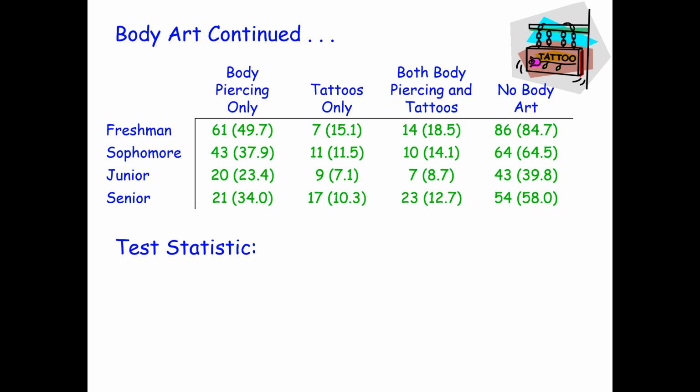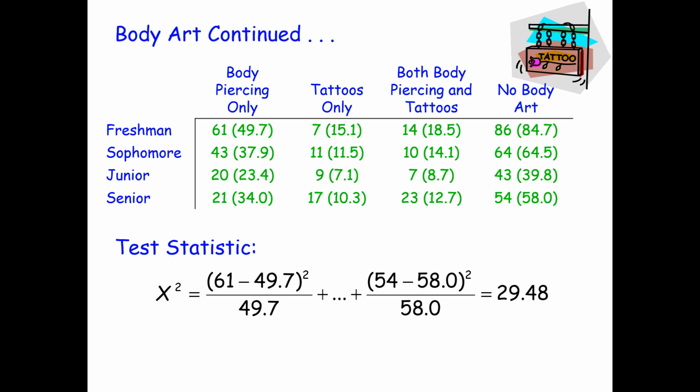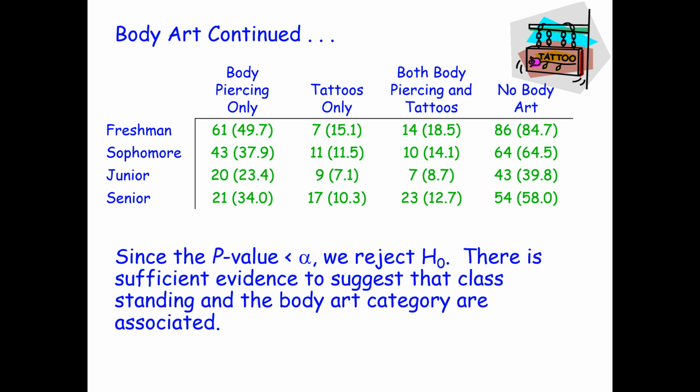So to calculate our chi-squared, we're going to take our observed minus our expected, quantity squared, divided by our expected. We're going to do that for each piece, and then we're going to add all those up. And so we're going to get 29.48. That's going to give us a p-value of 0.001, which is less than our alpha. So since the p-value is less than alpha, we reject our null hypothesis. There is sufficient evidence to suggest that class standing and the body art category are associated.